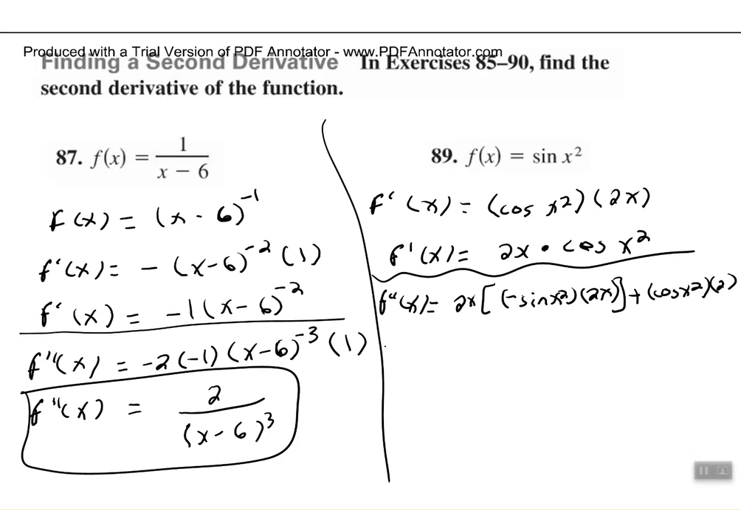All right, so f double prime of x. I have 2x in this first part here. I have 2x times negative 1 times 2x. So 2x times 2x is 4x squared. Keep the negative, so negative 4x squared times sine of x squared. And then here I'm just going to bring this 2 times the cosine of x squared.